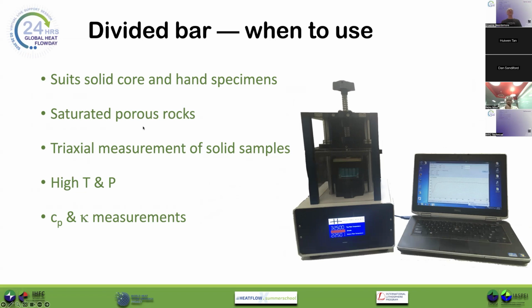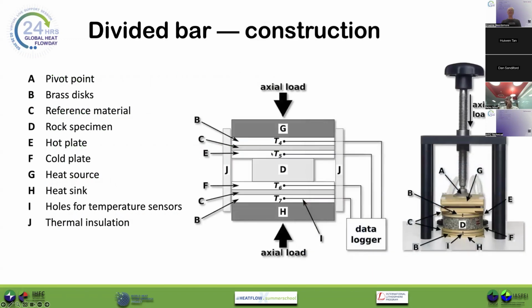Saturated porous rocks, to the extent that those saturated porous rocks are strong enough to withstand the constraining pressure. Divider bars are actually reasonably good at determining thermal anisotropy, because if instead of making a disc-shaped sample, you can prepare a sample that's a cube, you can actually measure axial thermal conductivity along the three orthogonal axes of the cube. So in terms of characterizing thermal conductivity, the divider bar is generally okay.